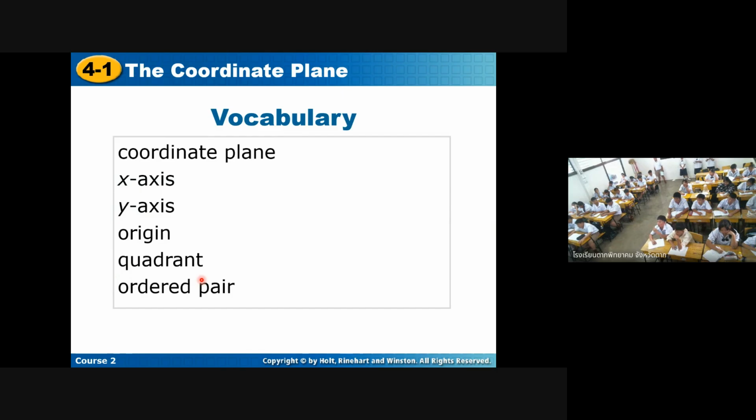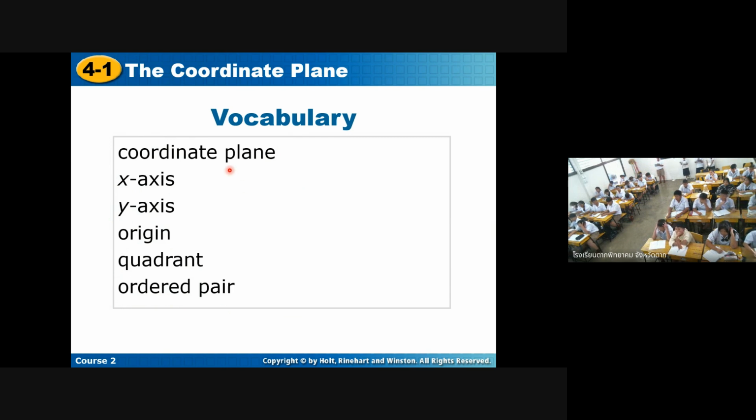Quadrant. And we have ordered pair. Again, ordered pair. Okay, so these are the vocabularies that we're going to study.